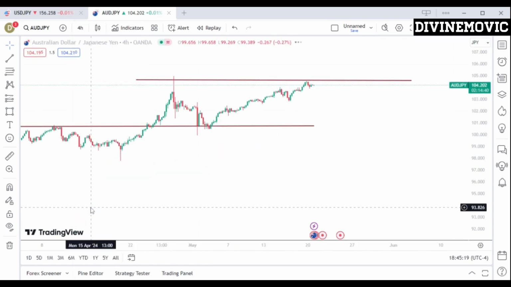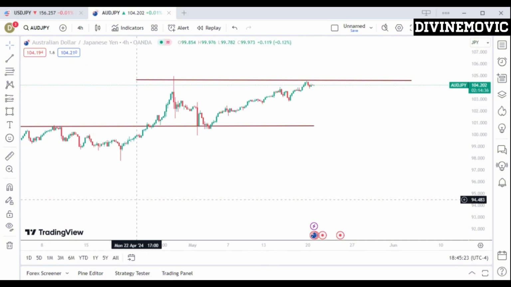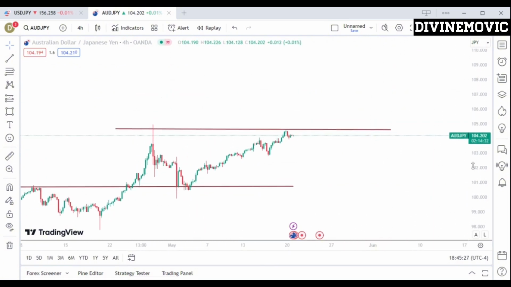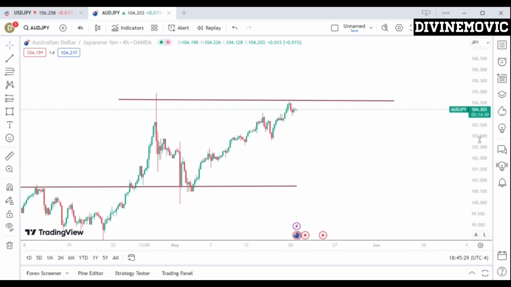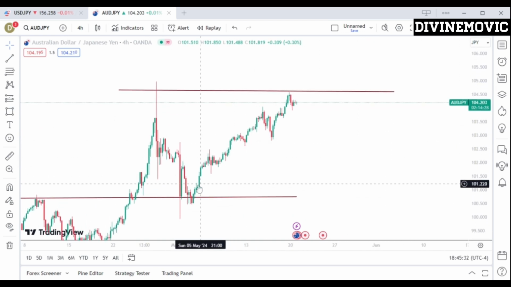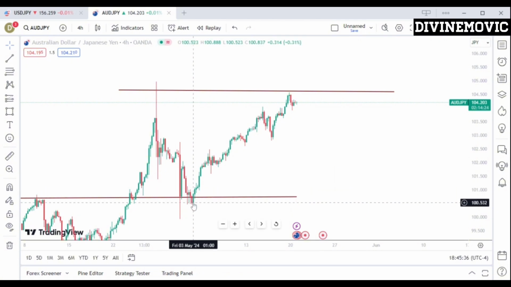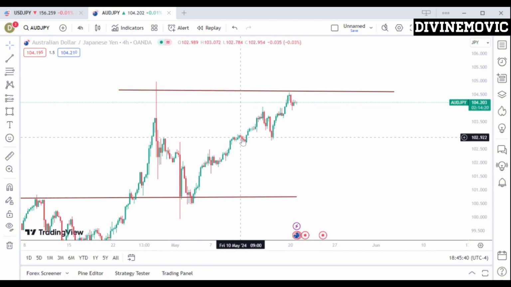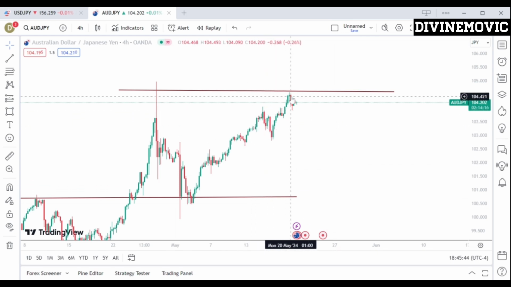Now we want to look for our market structure on the 4 hours time frame. Now if you look closely on the 4 hours time frame here, what can we see at this point? Price is simply creating a higher high, a higher low, a higher high, a higher low, a higher high, a higher low, a higher high. Correct? Yes, that's correct.